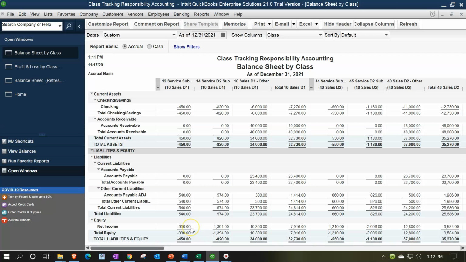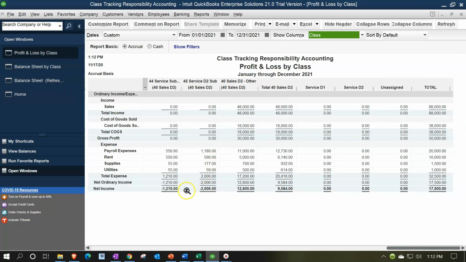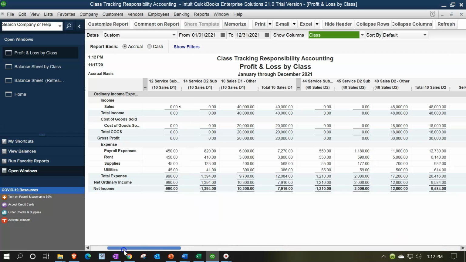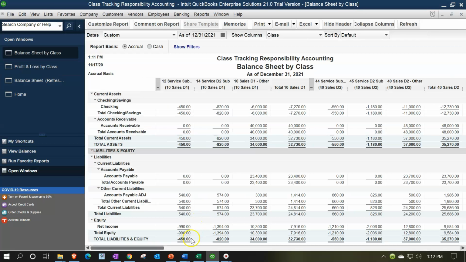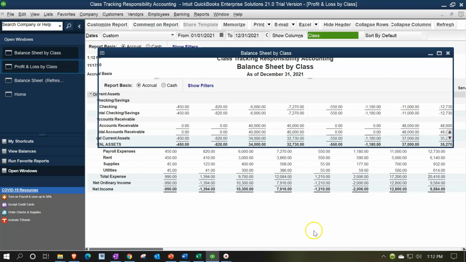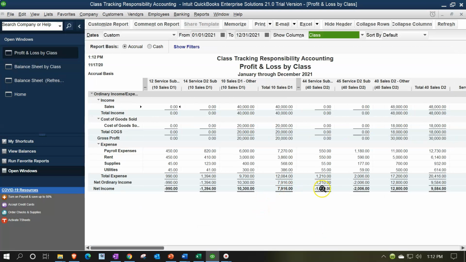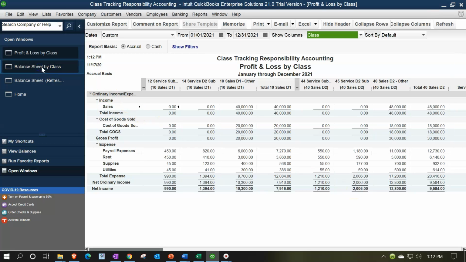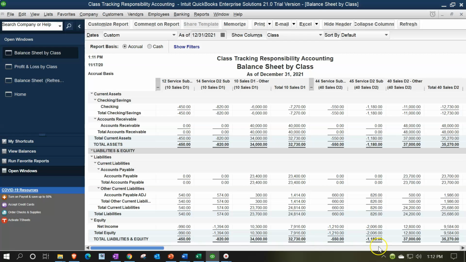Now we can see our net income should roll in here. So if I take a look at my profit and loss, profit and loss by class, we've got the net income 990, 1394, the 10300. Profit and loss by class, we've got the 1210, the 2006, 128.